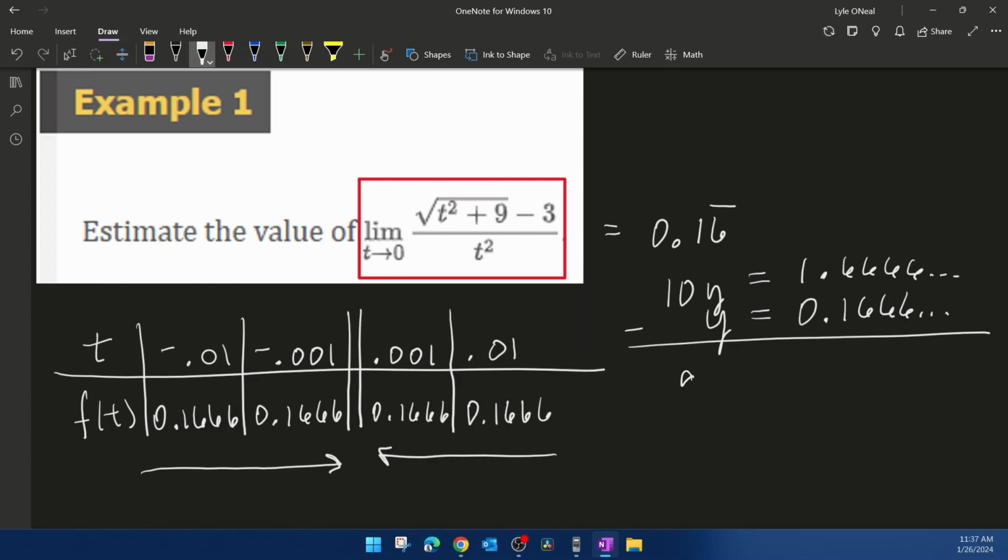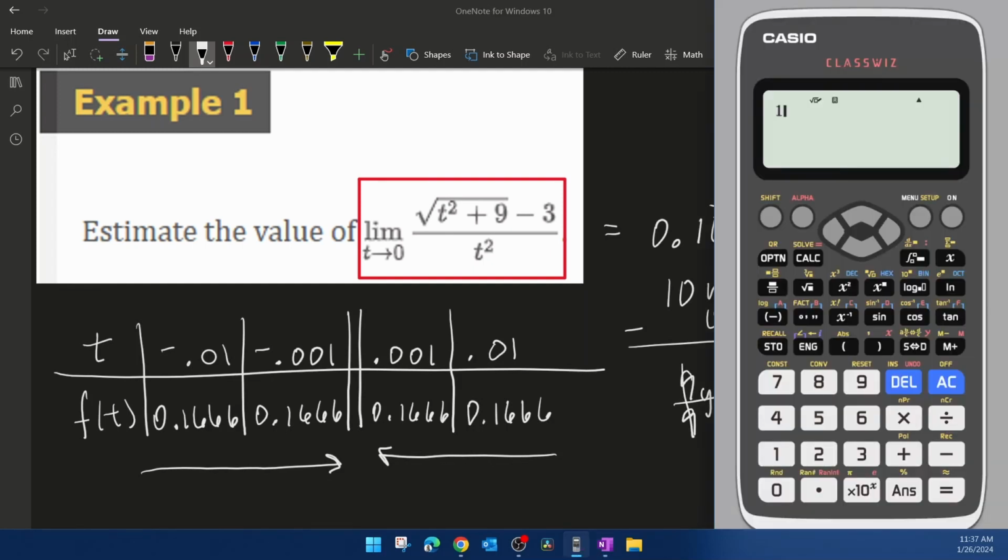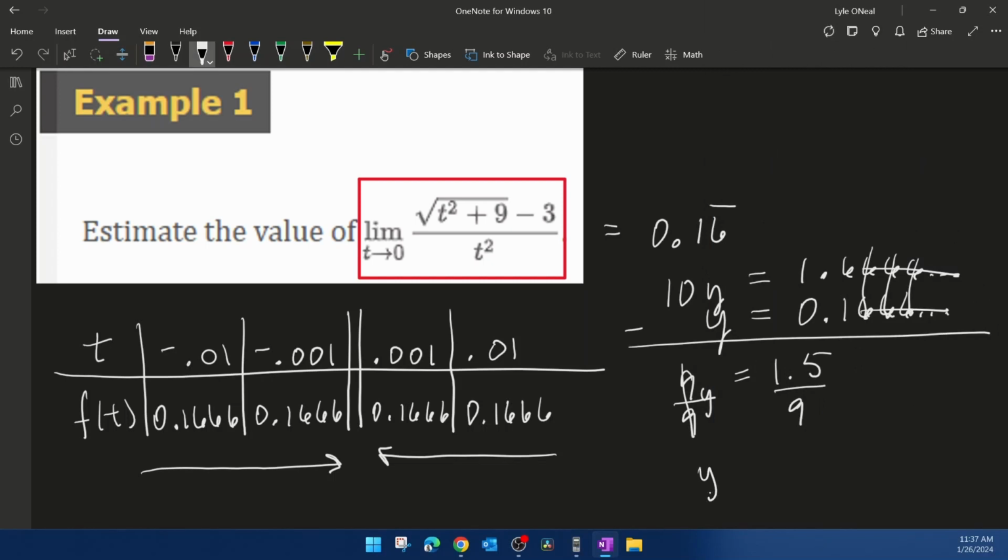10y minus y is 9y. If I subtract over here, all of these 6's are going to cancel, giving me 1.6 minus 0.1, which is 1.5, and dividing both sides by 9, and using my calculator to do 1.5 divided by 9. Again, this is another advantage to using the Casio, it's going to convert that to a reduced fraction for me. So I can see that y is 1/6. And that would be the limit as a fraction.